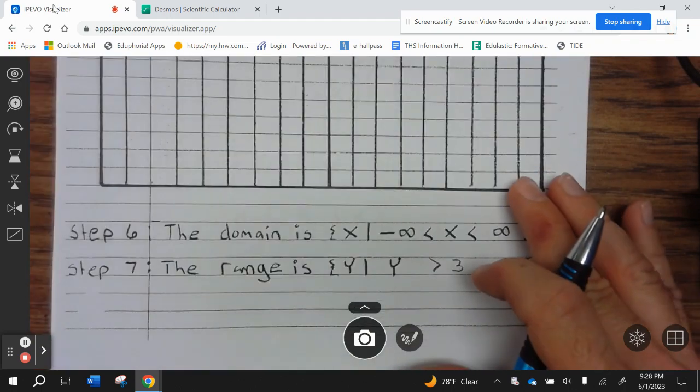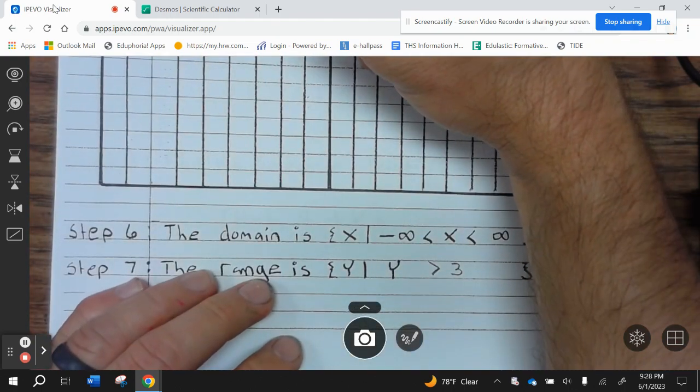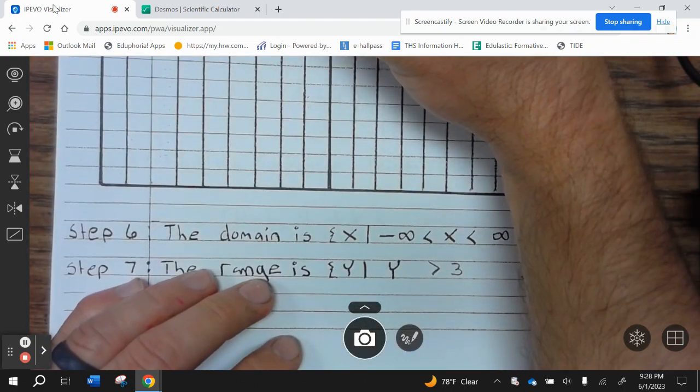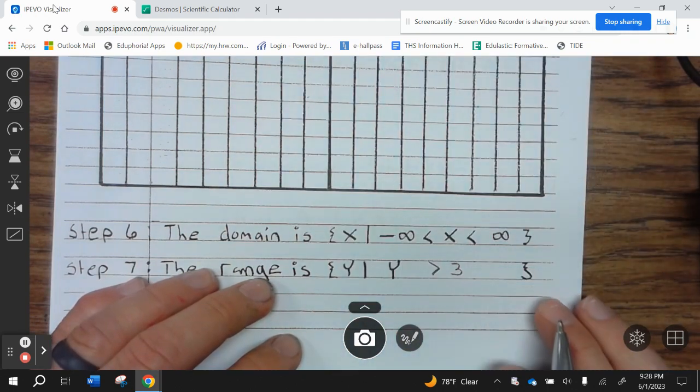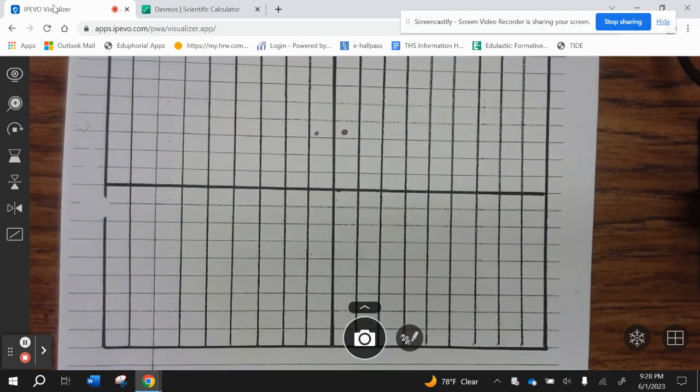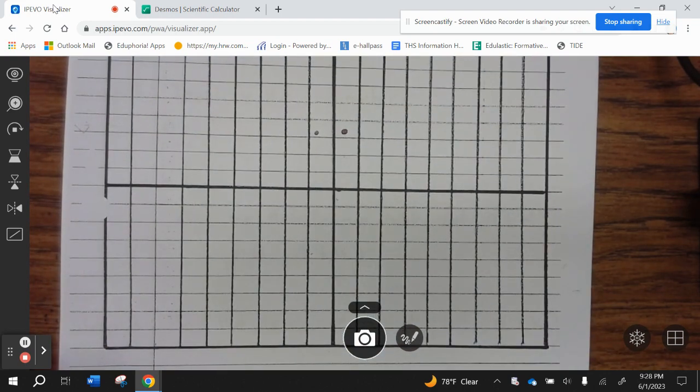So let's go ahead and graph that point. So negative 0.8 is about here. 3.1 is 1, 2, 3, 3.1 is a little less than that. Now our asymptote's at 3.